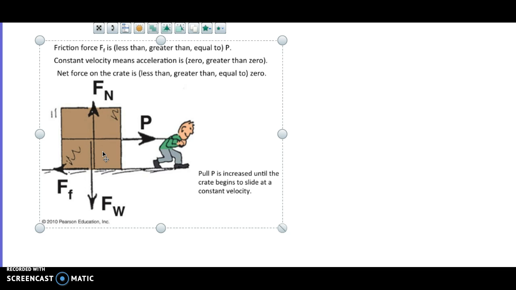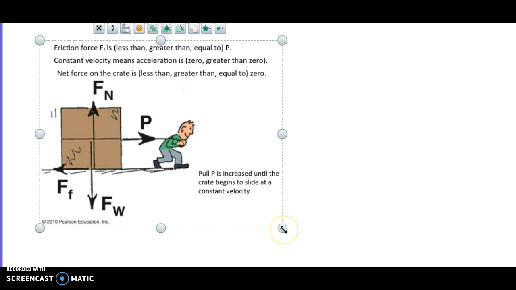Notice the crate is still moving at a constant velocity. Just because the net force is 0 does not mean it will not keep moving. It means it will keep moving at exactly the same velocity. So it has a constant velocity, which means the acceleration is 0. It's not speeding up, it's not slowing down, it's not changing direction. And the net force on the crate then has to be equal to 0, since there is no acceleration.